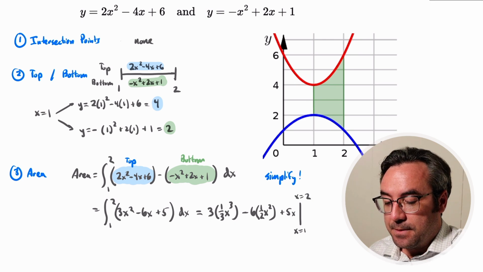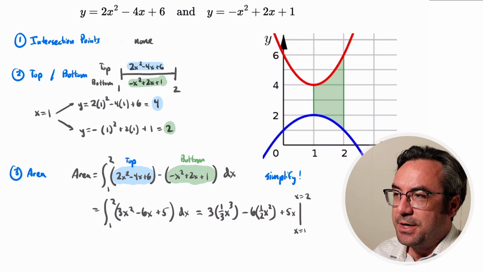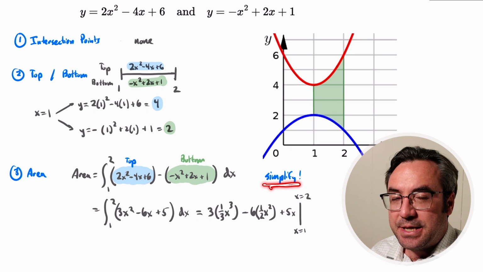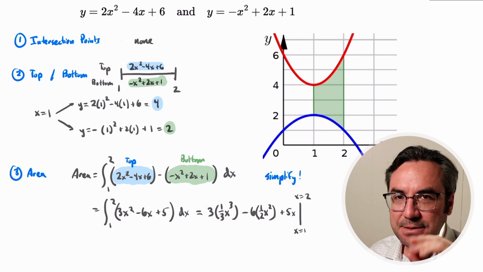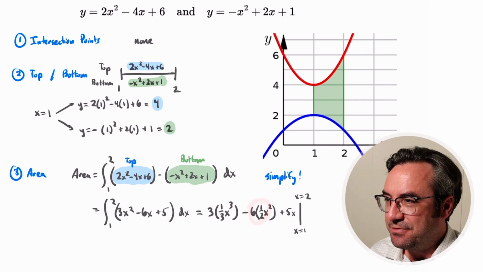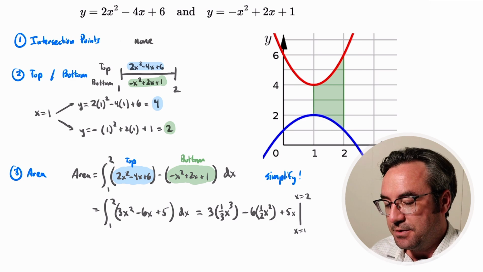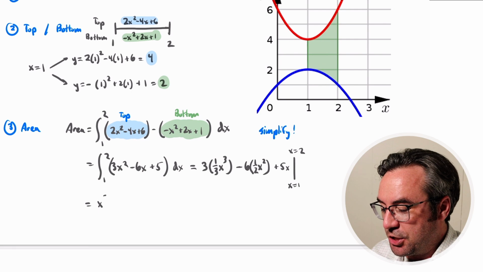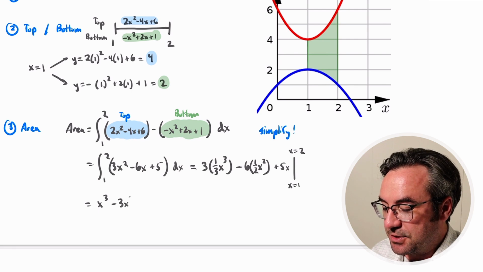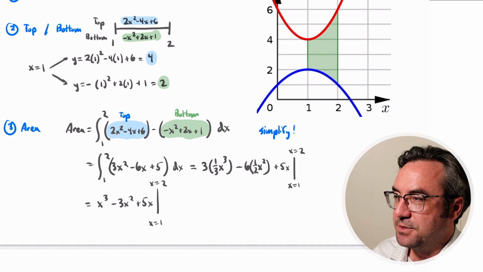All right, so before we do the evaluation, again, it's usually helpful to try and simplify. So the 3 times 1/3, simplify. 6 times 1/2, simplify. So when we do that, we end up with x cubed minus 3x squared plus 5x. It's just going to make putting numbers in just that much easier.